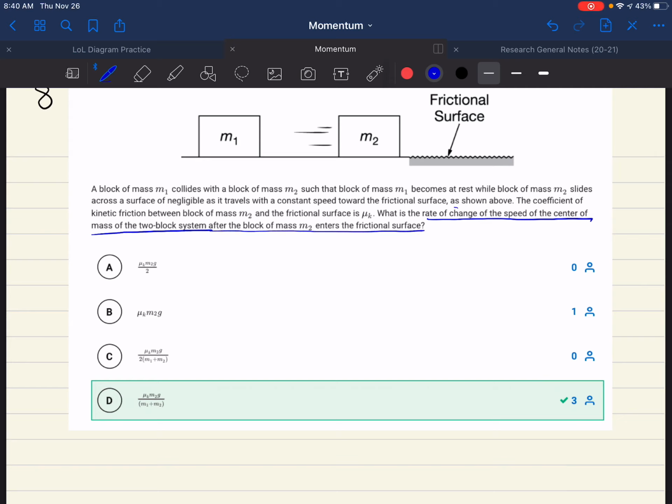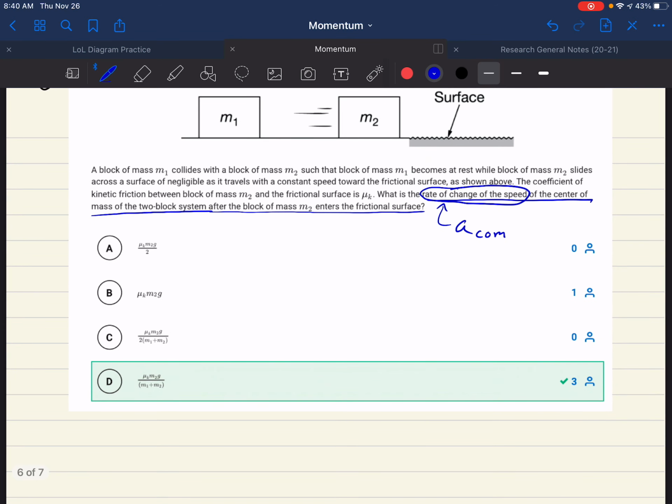So rate of change of the speed, let's just talk about what that means. Well, that's really A. And it's asking about A center of mass. So in order to understand A of the center of mass, we have to look at the net force on the system, and we have to relate this to the mass of the system times its acceleration.